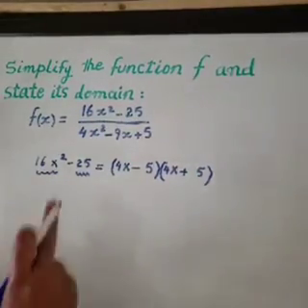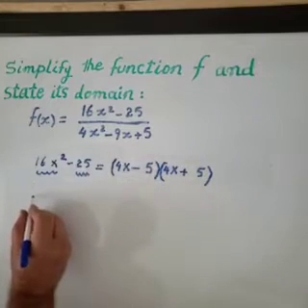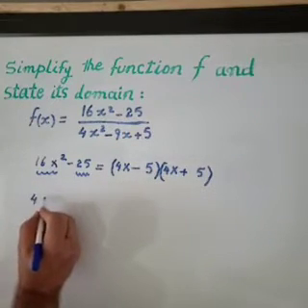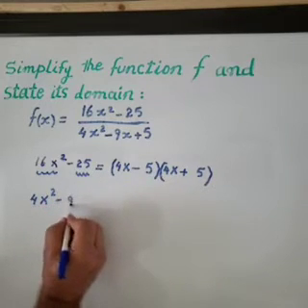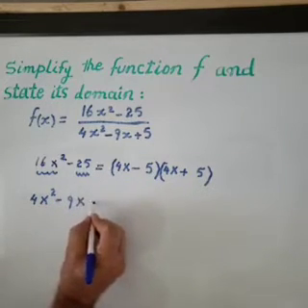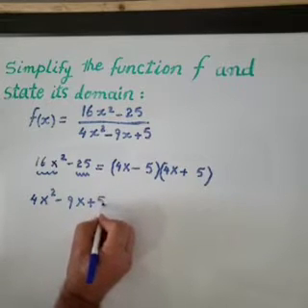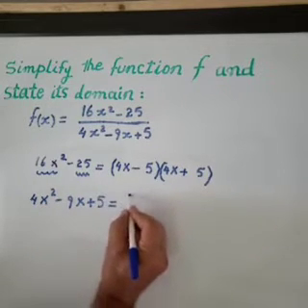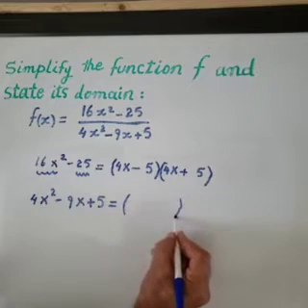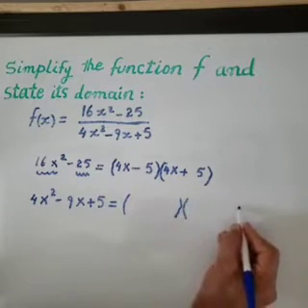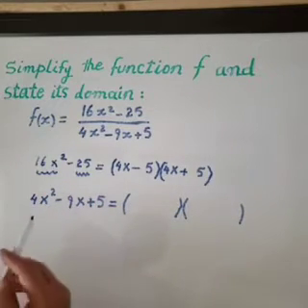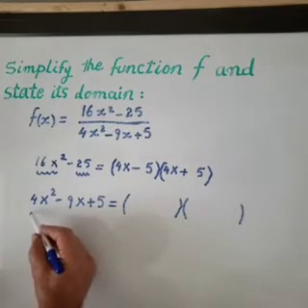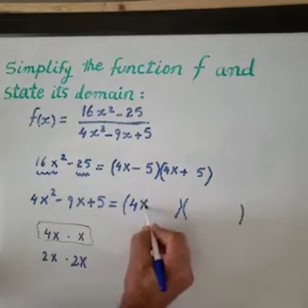We'll look for the denominator, how to factorize it. 4x squared minus 9x plus 5. Also, we open two brackets here and another multiplied by another two brackets. There are two possibilities to reach the 4x squared, 4x times x.